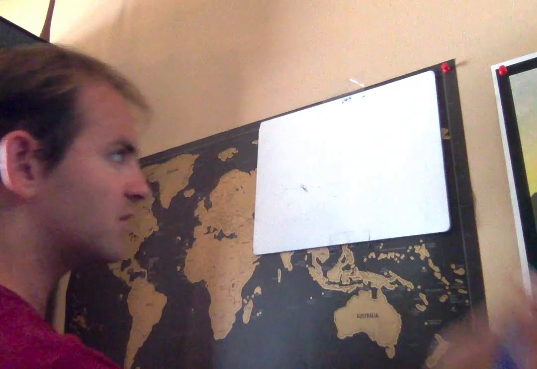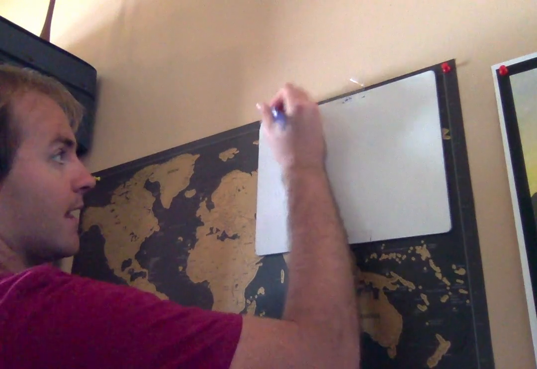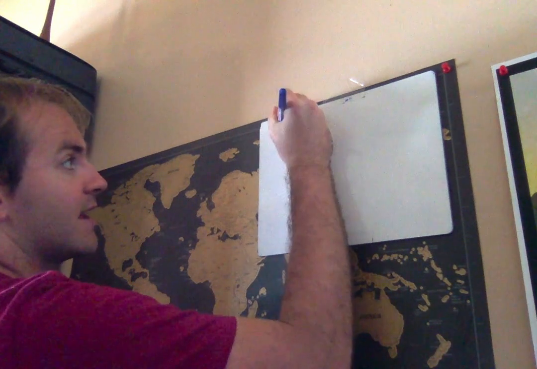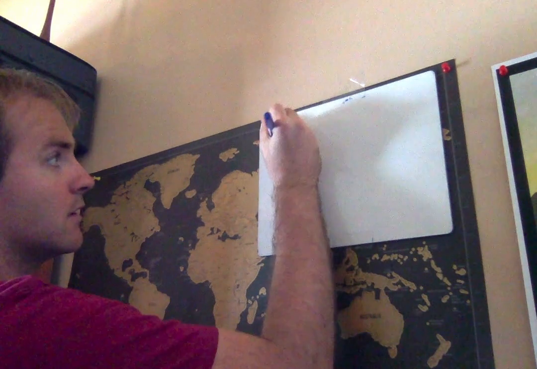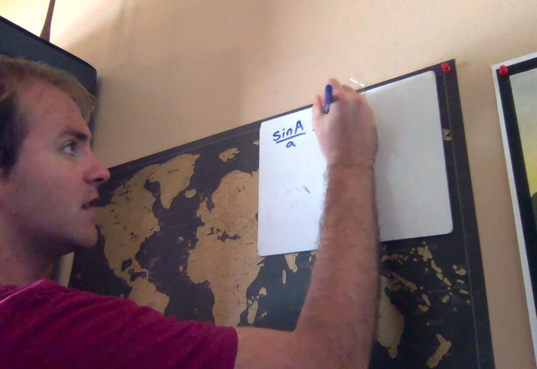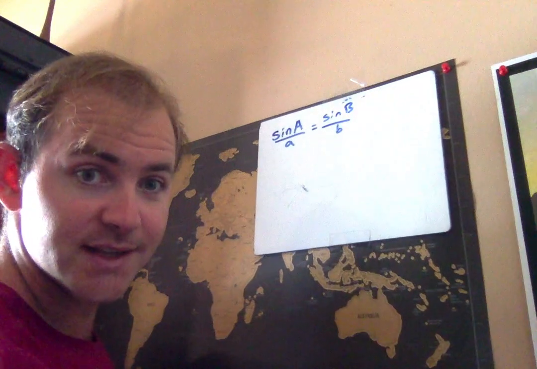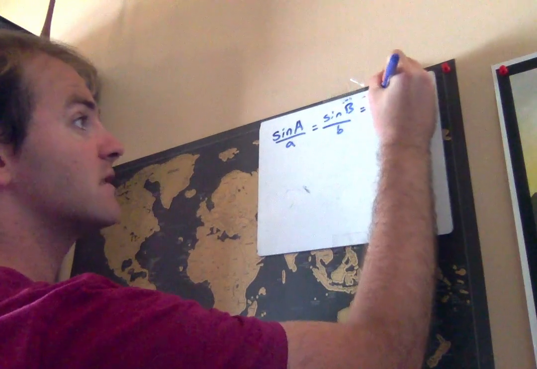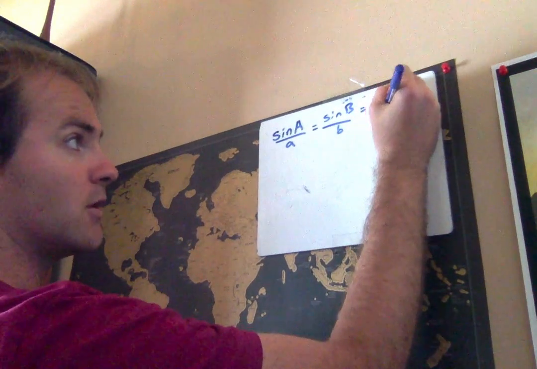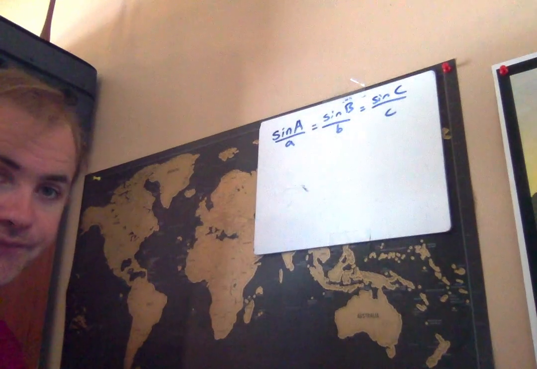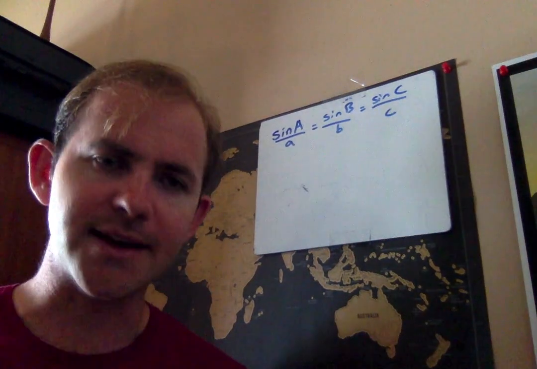Now, the law of sines can be applied to acute triangles, obtuse triangles, pretty much any kind of triangle, and it's very simple. This is what the law of sines says. It says that if I take the sine of an angle over the side that's across from it, it's going to be equal to the sine of another angle over the side it's across from, and that's going to be the same as the sine of the third angle over the side it's across from. So that right there is the law of sines.